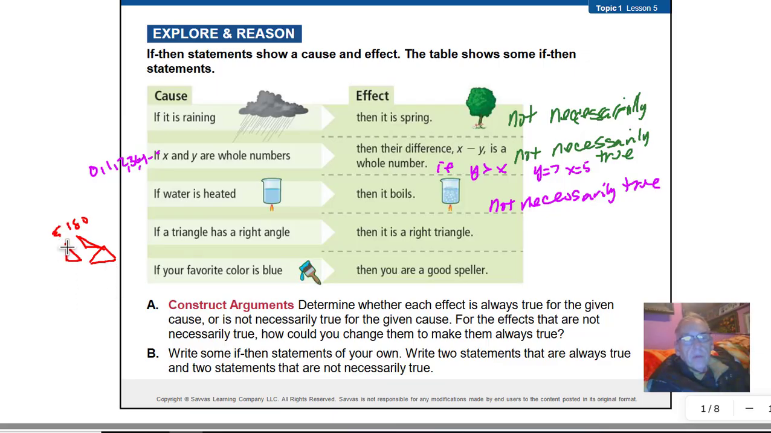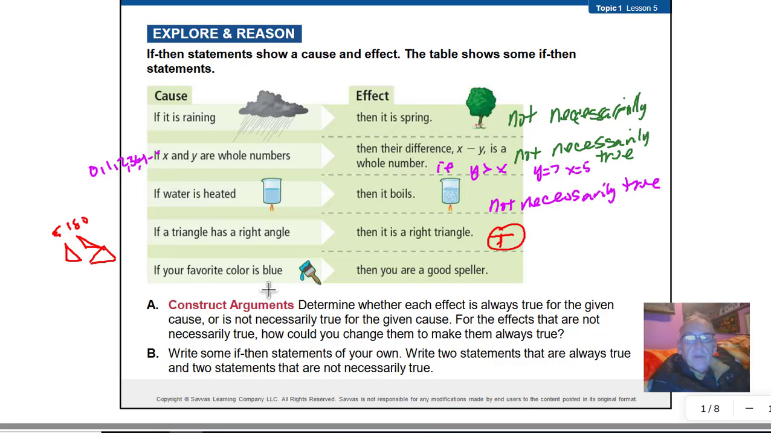So one right angle, the other 2 angles have to be acute. One obtuse angle, the other 2 angles have to be acute. And 3 acute angles, all those angles have to add up to 180 degrees. So if a triangle has a right angle, it is a right triangle. This is true. So far, that's the one that is a true statement.